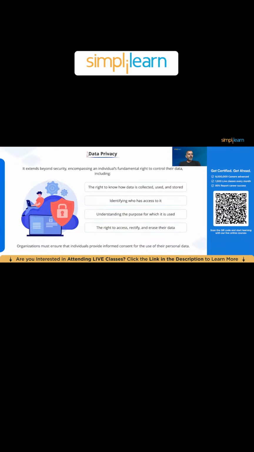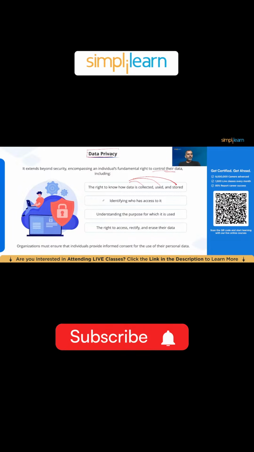Data privacy. So after security, we talk about data privacy. When we say data privacy, it basically talks about the individual's fundamental right to control over their data. That means they have a full right to know how the data is being collected, how it will be used, and how it will be stored. This is very important to know.